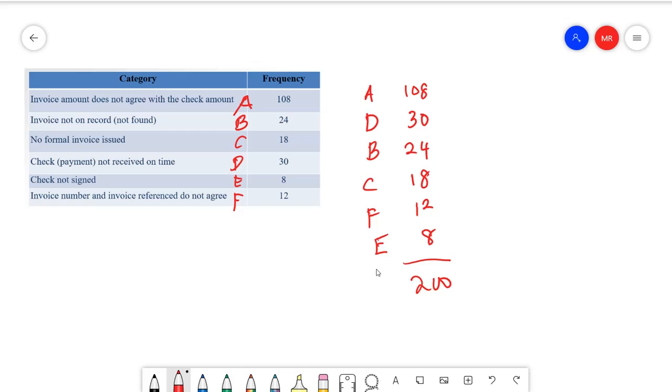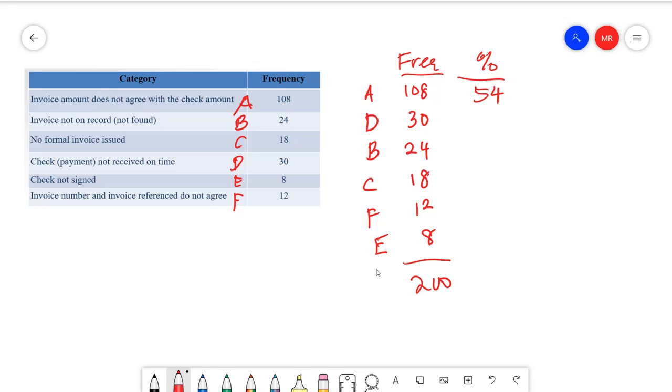So from there you need to calculate the percentage. So this is frequency, this is percentage. So 108 per 200 is 54%.